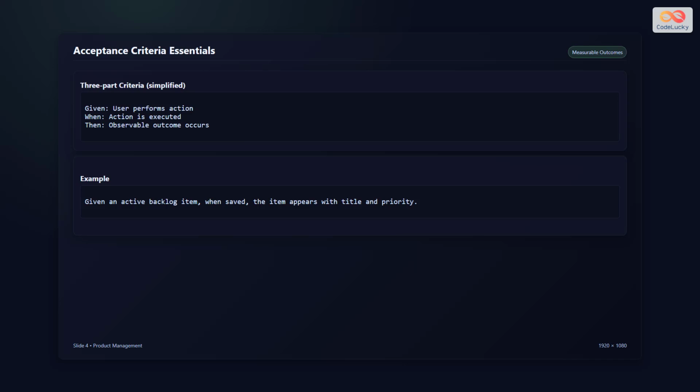Let's look at 2 practical examples. First, as a student, I want to download lecture notes so that I can study offline. Second, as a project manager, I want to set task deadlines so that my team knows when deliverables are due. Notice how each example has a clear user role, a specific action, and a measurable benefit. These examples show how user stories capture real user needs in simple, understandable language.